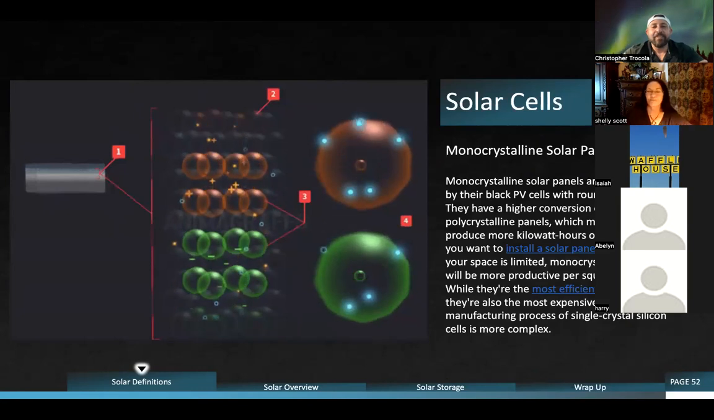Yeah. So monocrystalline panels are black. Polycrystalline panels are blue. So if you guys see black panels up on a roof, it's a monocrystalline panel. Monocrystalline panels are more expensive because they cost more to manufacture, but they are also a heck of a lot more efficient.